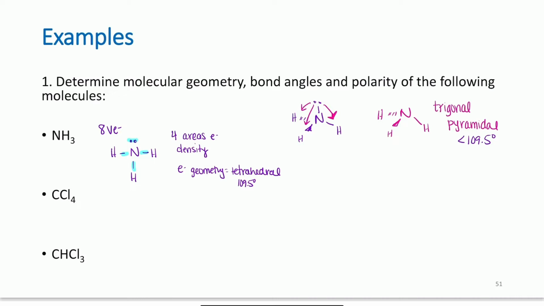Oh, and polarity. Sorry. Polarity, yes, this is a polar molecule. Nitrogen is more electronegative than the hydrogen is, and it's not a symmetrical compound, so it is a polar molecule. We are pulling that electron density towards the nitrogen, or you could say the vector is going towards the nitrogen.